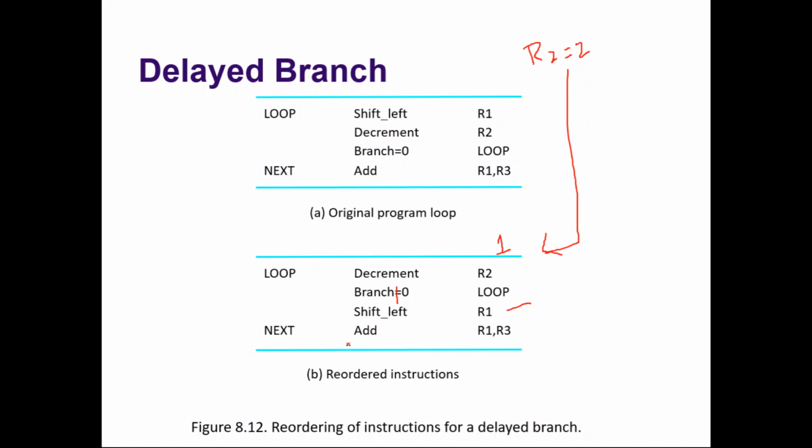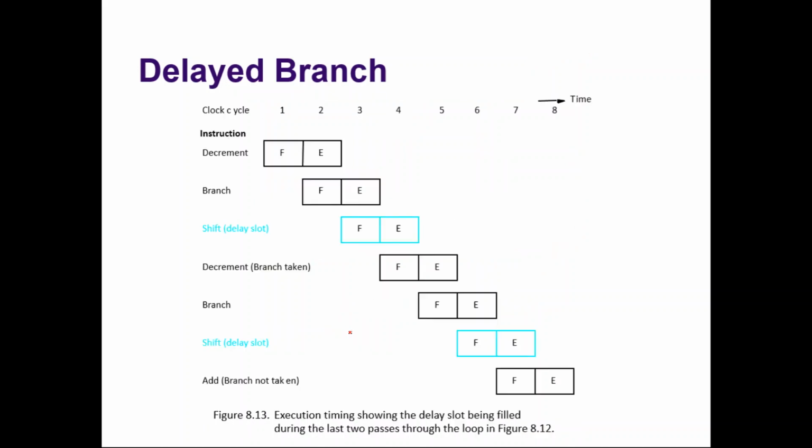This add won't execute. Okay, then in the next round R2 will become 0. Branch not equal to 0, no, it's equal to 0. So now also it will shift, but it will add. Okay, so that is what is shown here.